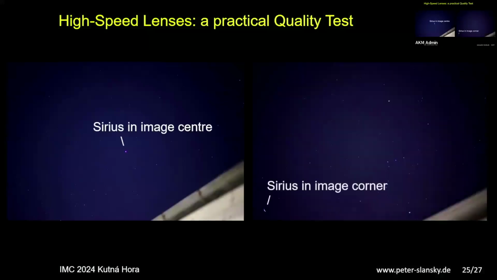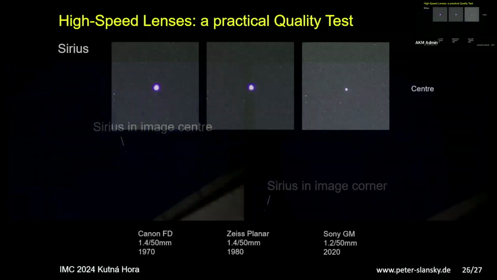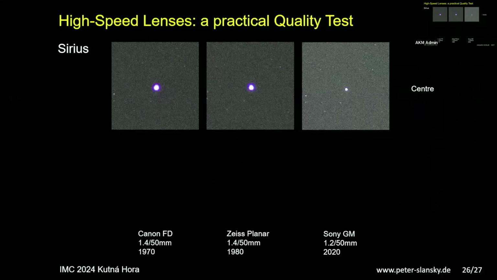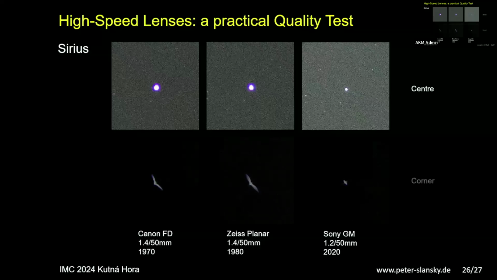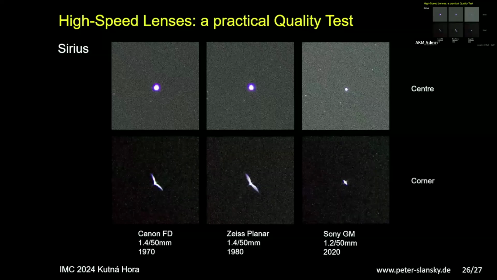I would strongly recommend a very simple test if you are unsure whether your lens works well. Take Sirius or any bright star and make 2 photos, one with the star in the center, then one with the star in the corner, and that is what you get. This is the comparison between this Sony and this Canon, and the size in the middle is missing. Even in the center, the new modern lens provides a strong advantage over the old-fashioned lenses. But in the corner, it's more dramatic.